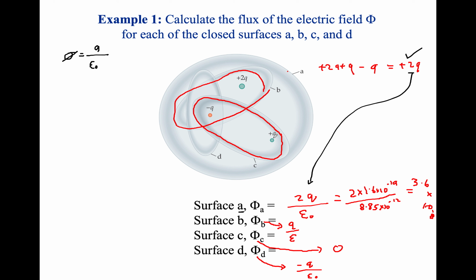For D, we realize that D only has 1. This part here, this is D. It only has negative Q inside it. So we will put negative Q over epsilon naught. Same way, minus 1.6 times 10 to the minus 19 divided by 8.85 times 10 to the minus 12. And you will get your answer.